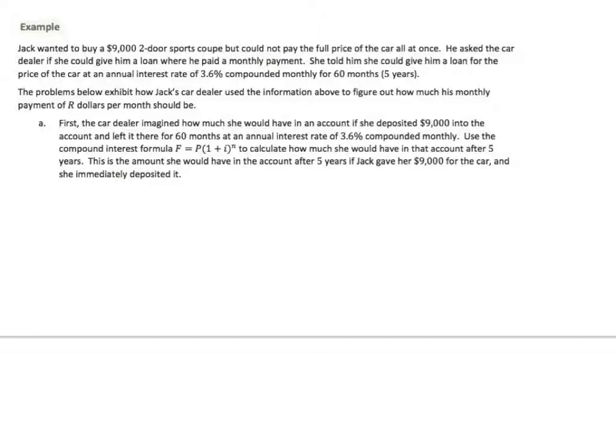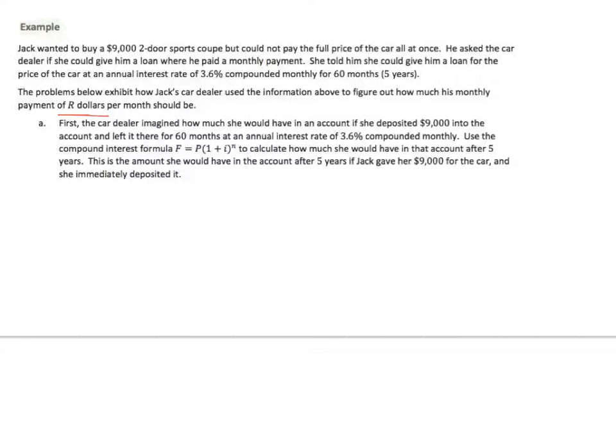So Jack wanted to buy a $9,000 two-door sports coupe, but could not pay the full price of the car all at once. He asked the car dealer if she could give him a loan where he paid a monthly payment. So she told him she could give him a loan for the price of the car at the annual interest rate of 3.6% compounded monthly for 60 months, which is 5 years. The problems below exhibit how Jack's car dealer used the information above to figure out how much his monthly payment of R dollars should be.